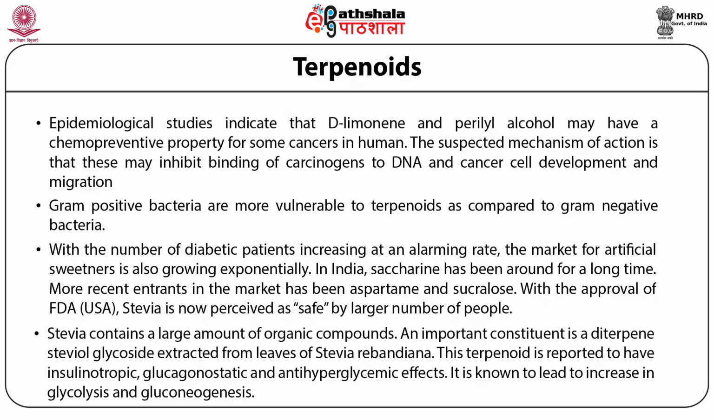Stevia contains a large amount of organic compounds. An important constituent is a diterpene, steviol glycoside, extracted from leaves of Stevia rebaudiana. This terpenoid is reported to have insulinotropic, glucagonostatic, and anti-hyperglycemic effects. It is known to lead to an increase in glycolysis and gluconeogenesis. Besides steviol glycoside, others like rebaudioside A-F, steviolbioside, and dulcoside A also contribute to the sweet taste of stevia.